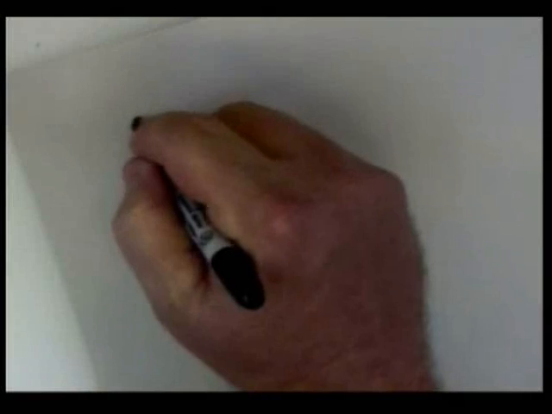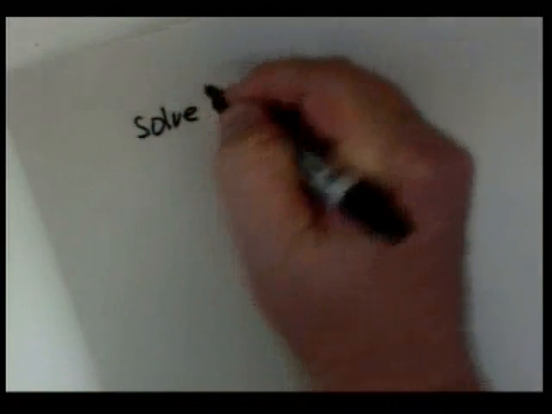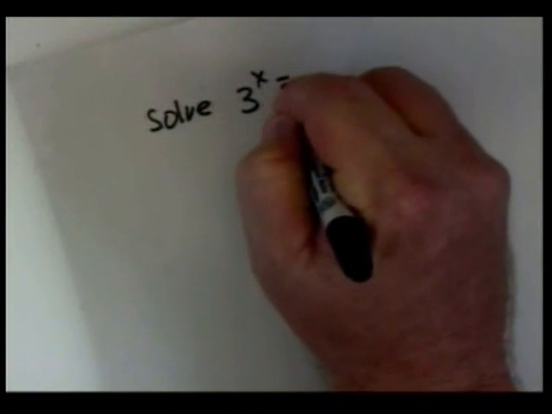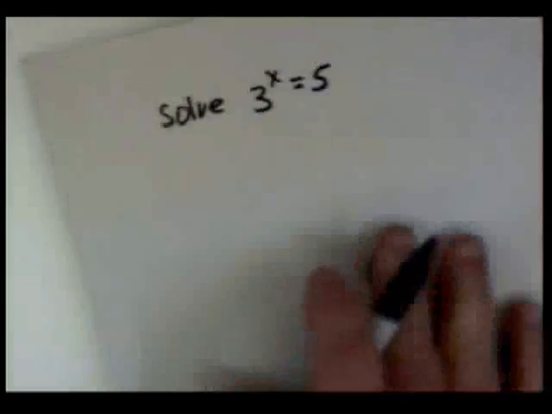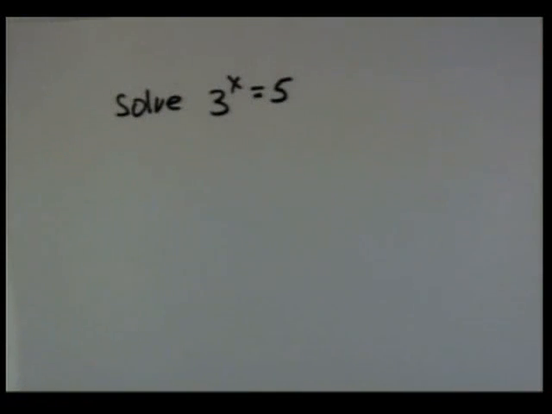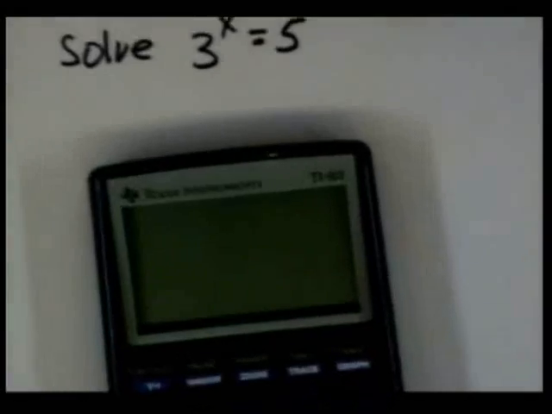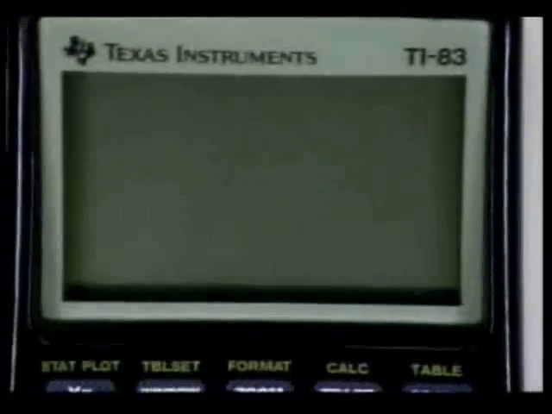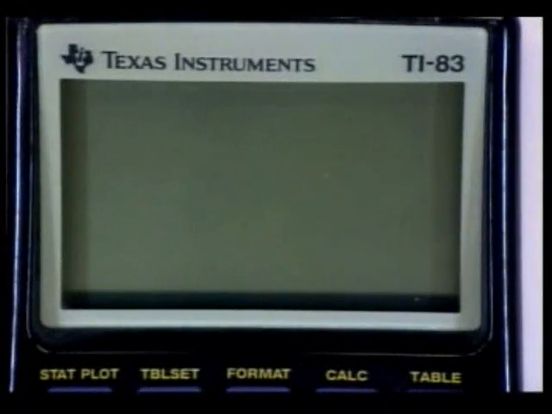Finally, for this session, solve 3 to the x equals 5. Now in the next session we're going to learn about logarithms, but we don't know about that yet. So I would think the only way that we can reasonably approach that is to use a calculator. So that's what we're going to resort to.